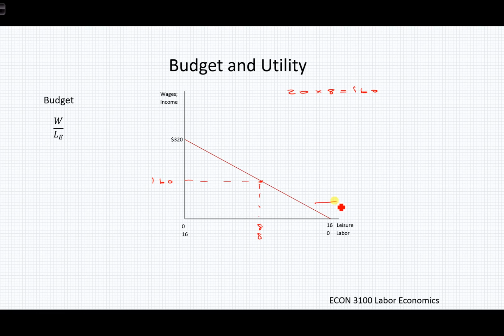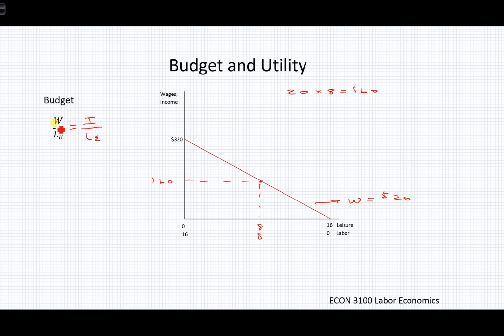So that informs us of some point on this line. We know that the slope of this line is the wage at 20. And I don't want this to confuse you, as I've used W as the variable here. This is the wage. It's not the per unit wage. It's the wages for the entire day. I could have just as easily said that it was the income for the day divided by leisure. It's going to be the same relationship. So don't let that W confuse you.